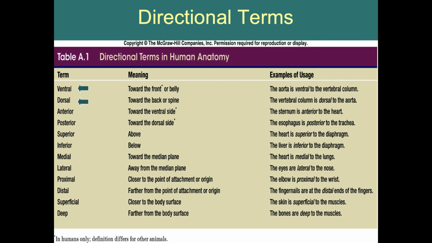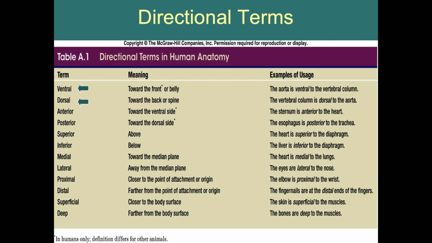Now, what you'll notice is that these are relative terms, so anterior and posterior. So anterior is towards our ventral side or towards the front or our bellies. Now, you can't just say that my stomach is anterior or my chest is anterior. We need to use it in reference to another structure. So the sternum is anterior to the heart. With our posterior, that's towards the back or towards our dorsal side, we can say that the esophagus is posterior to the trachea. So again, we need some kind of reference here.